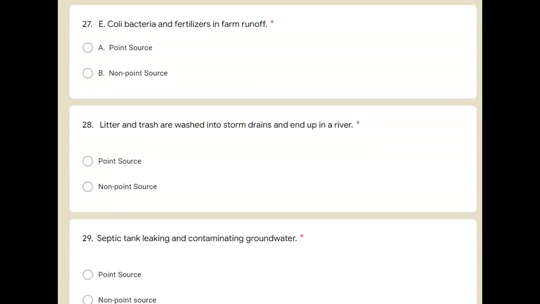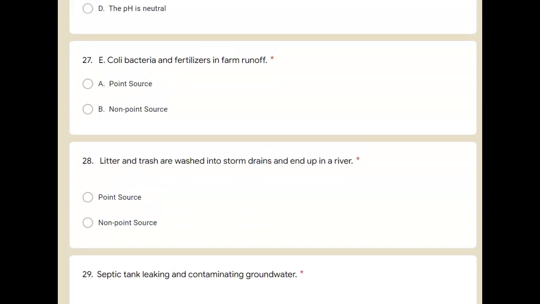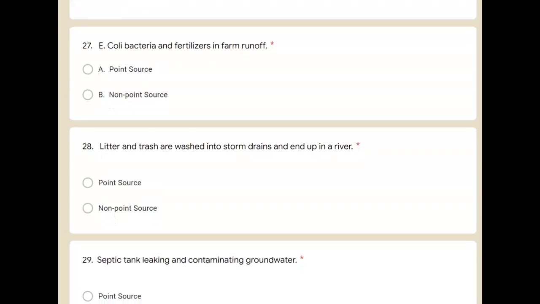Number 27. E. coli bacteria and fertilizers in farm runoff. A. Point source pollution, or B. Non-point source pollution. Number 28. Litter and trash are washed into storm drains and end up in a river. Point source or non-point source pollution.